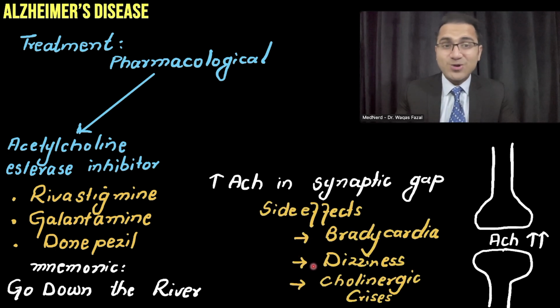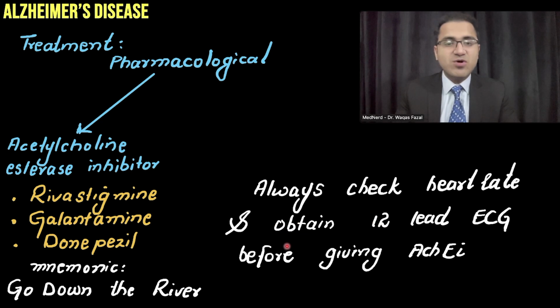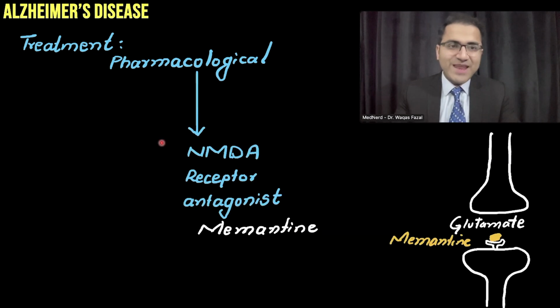Now, when you are increasing acetylcholine in the brain, you are increasing stimulation, there are side effects, the acetylcholine side effects, the cholinergic side effects. These side effects can be seen as cholinergic crisis in these patients where there is bradycardia, slowing down of the heart, and it can also result in dizziness. Now, these parasympathetic side effects need to be monitored, and whenever you are starting these drugs in a patient, always check the heart rate and obtain a 12-lead ECG because it can result in heart block.